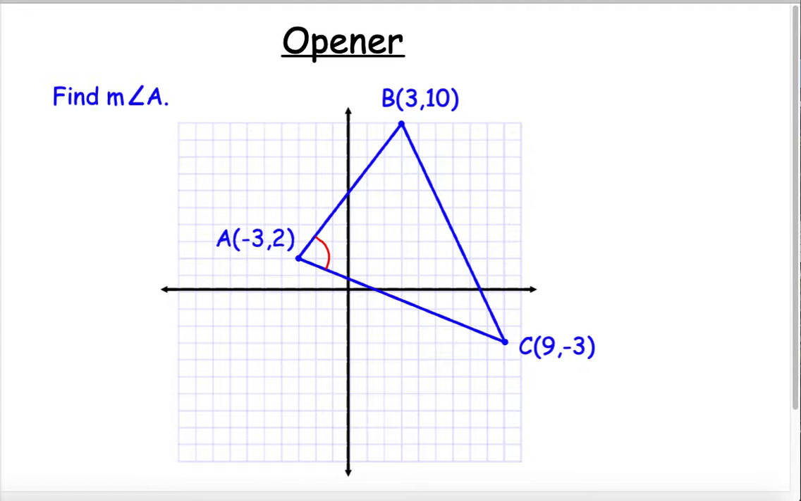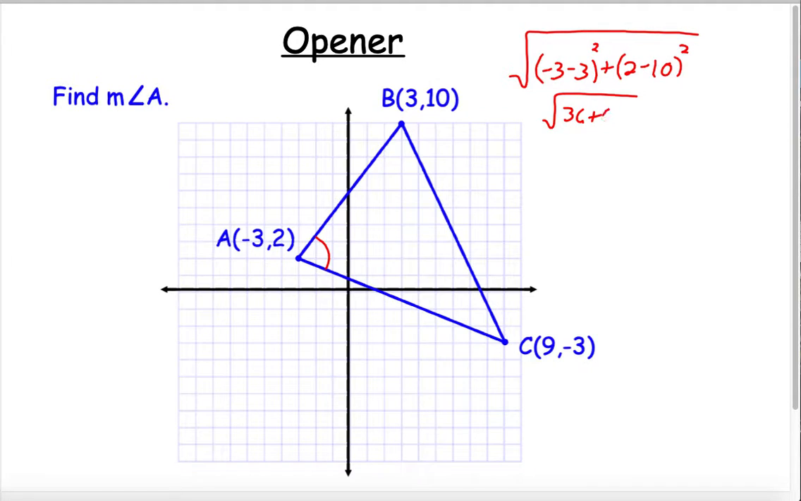Well, if you think about what we've done with triangles and solving triangles, you could think, well, I don't know any of the angles, but I could figure out the lengths of the sides. So I can figure out the length of side AB by doing the distance formula, square root of the difference of the x's, -3 minus 3 squared, plus the difference of the y's, 2 minus 10, quantity squared. And simplify that, we get 36 plus 64 is 100, the square root of 100 is 10. So I have the length of this side is 10.